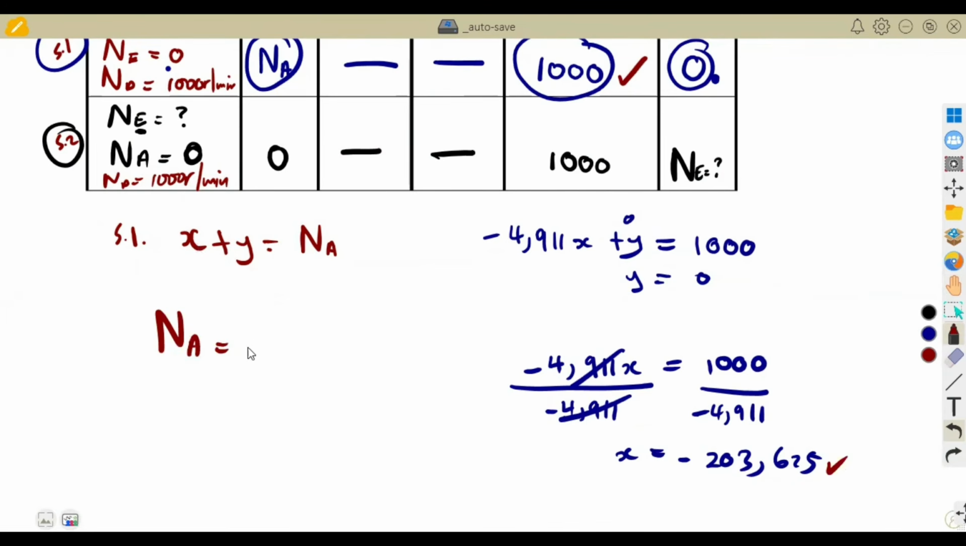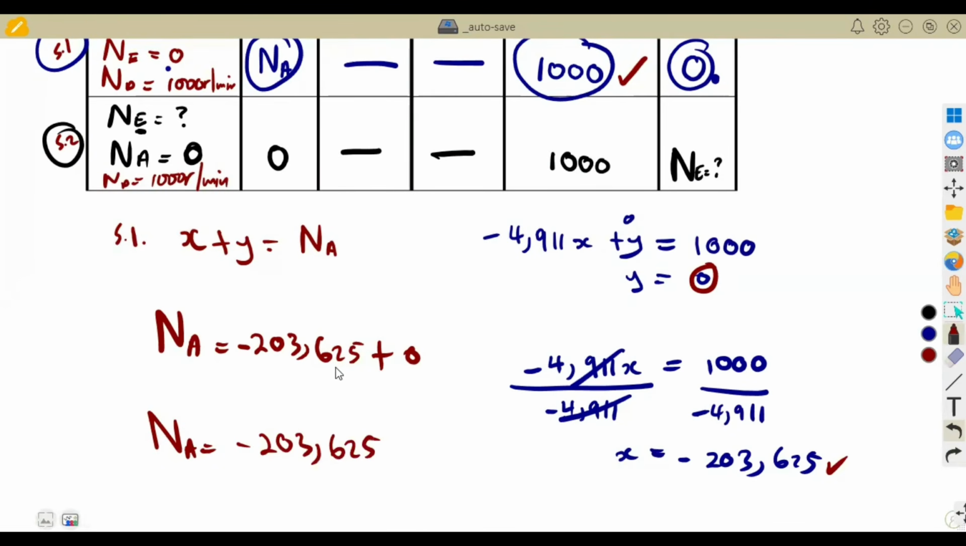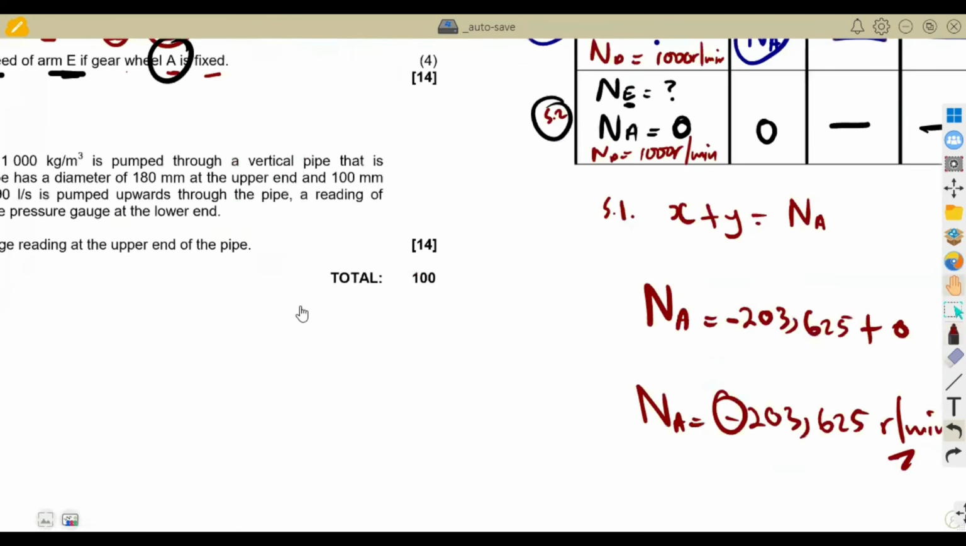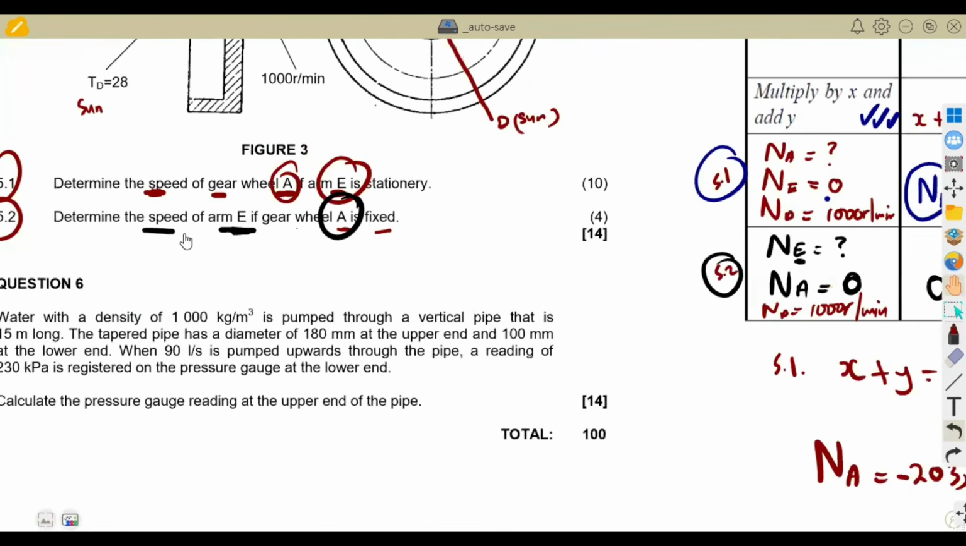We got our x as negative 203.625, plus y. Remember, y is equal to 0. So thus we have NA, which is negative 203.625, just like that. So we've got a negative speed there in revolutions per minute. The negative simply shows that it is moving in the anti-clockwise direction. So we've answered question 5.1. Question 5.1 was a condition for calculating the speed of A. So 5.2 is the one for E.